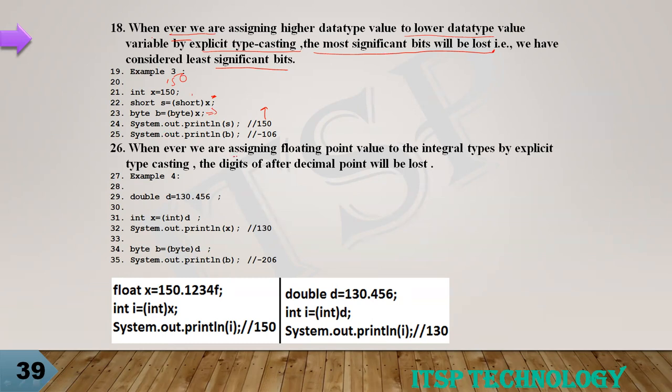Whenever we are assigning a floating point value to an integral type with explicit type casting, the digits after the decimal point will be lost. I showed that example already, so we are not required to show it again. If you assign a double to a float, float cannot take all those digits, only a few digits after the decimal point it will take.